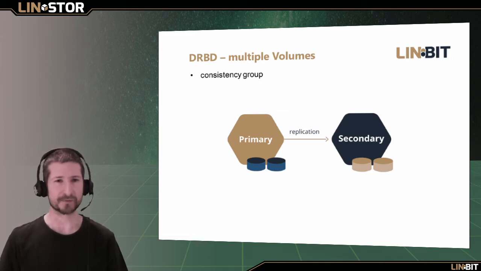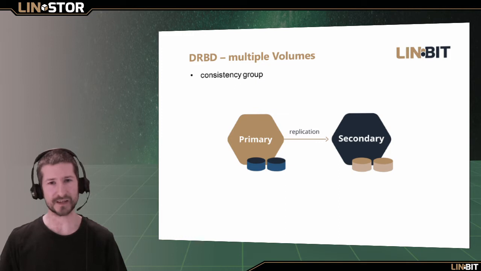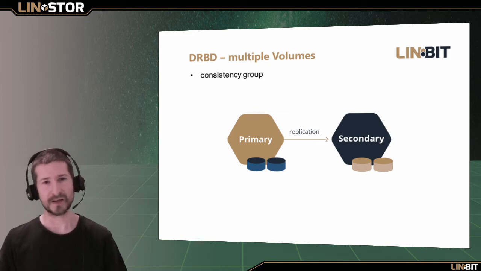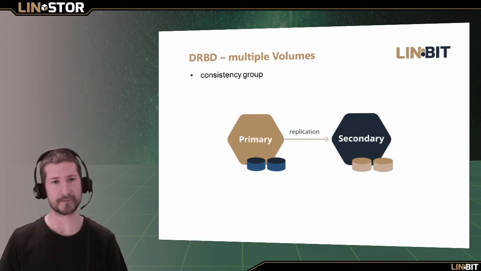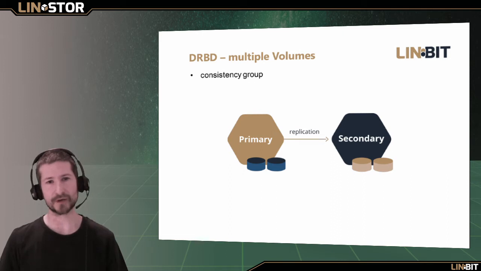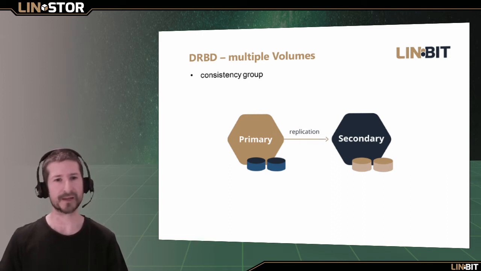It's different with multiple volumes in one resource. In that case, you only have one replication link for all the volumes in that resource. And also primary and secondary is selected per resource, not per volume. So either all of the volumes are primary on a specific node, or all of the volumes are secondary. You cannot have one volume primary on one node and another volume primary on another node. With multiple volumes in a resource, either all of those volumes replicate or none do.